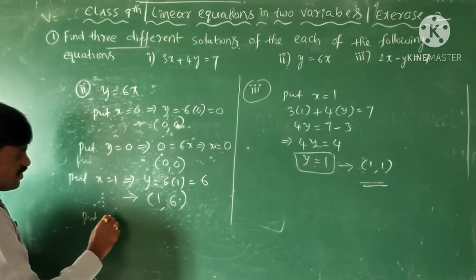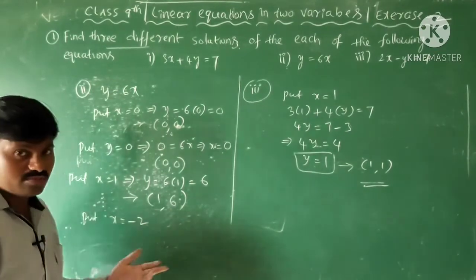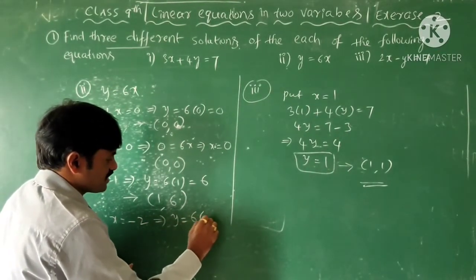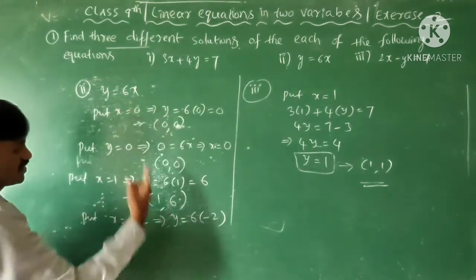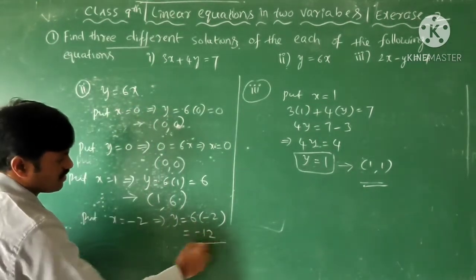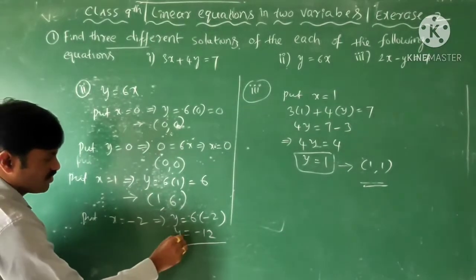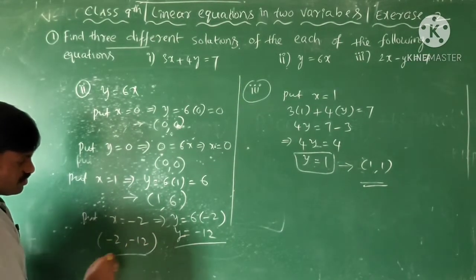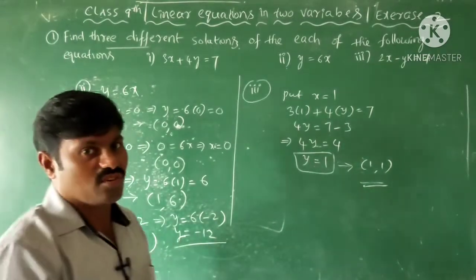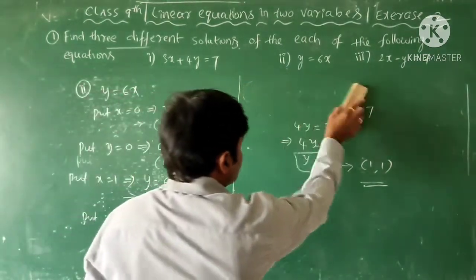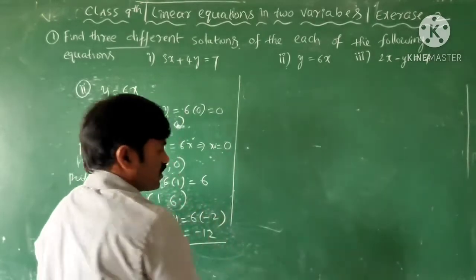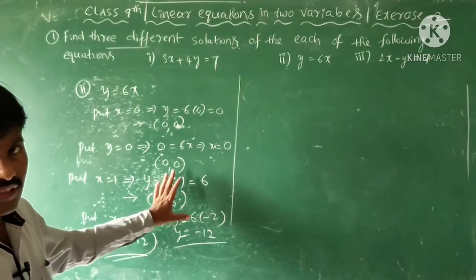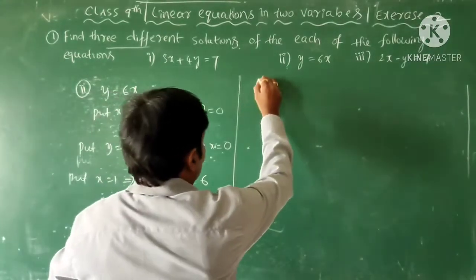Now to get the third solution, take x value minus 2, our wish. Then y is equal to 6 into minus 2 minus 2. So the y value is minus 14. Then the third ordered pair is minus 2 comma minus 14. So we got three different solutions. If we get the same solution, we should not consider it. Okay, this is the method. Clear. Now come to the third one.